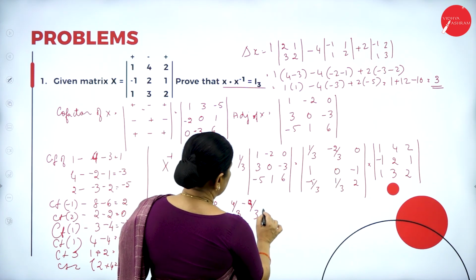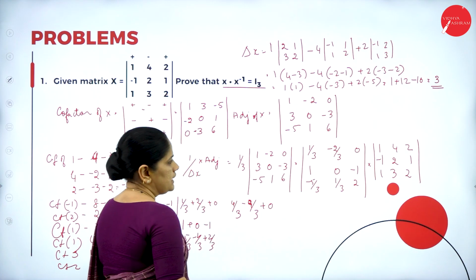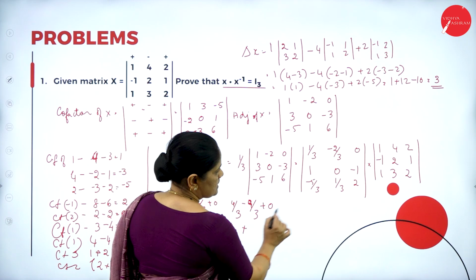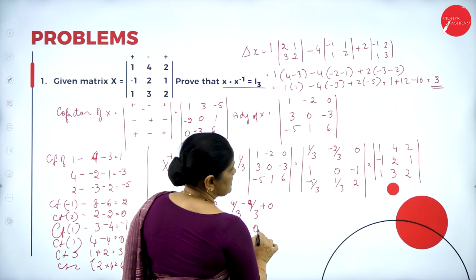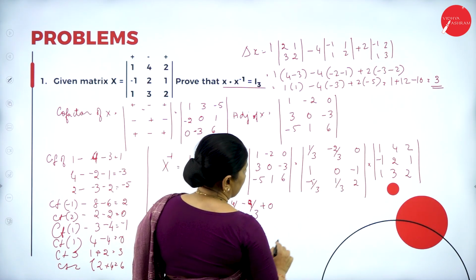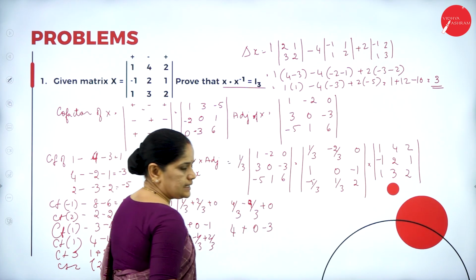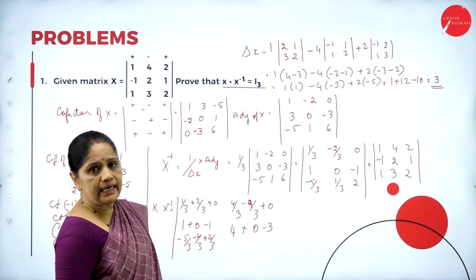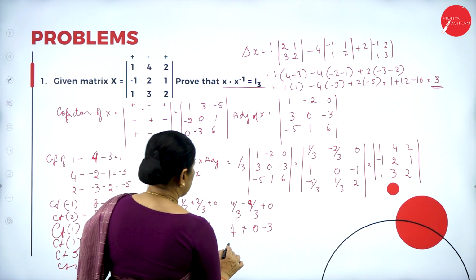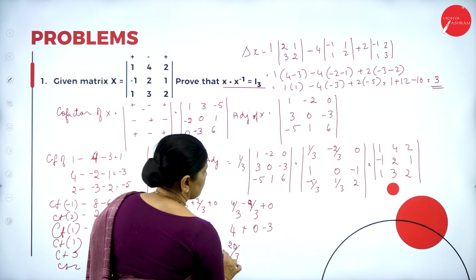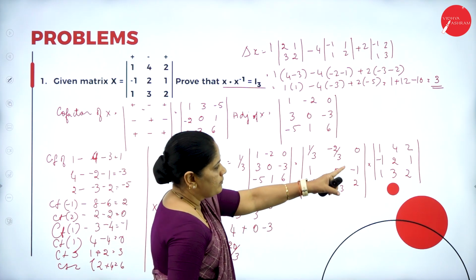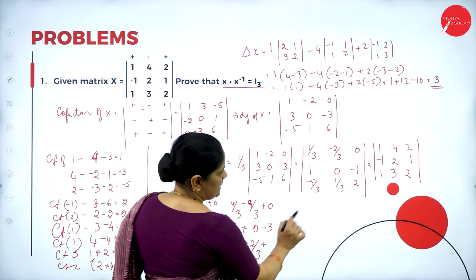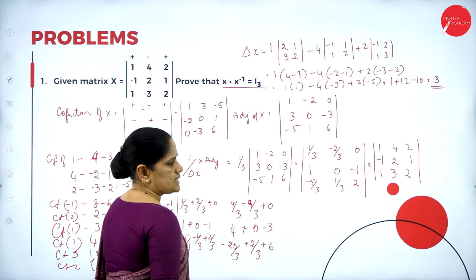Then 0 into 3 is 0. Then 1 into 4 is 4 plus 0 into 2 is 0 minus 1 into 3 is minus 3. Next step will be minus 5 by 3 into 4. 5 4s are 20 by 3. This is minus 1 by 3 into 2 is 2 by 3 plus 2 into 3 is 6.